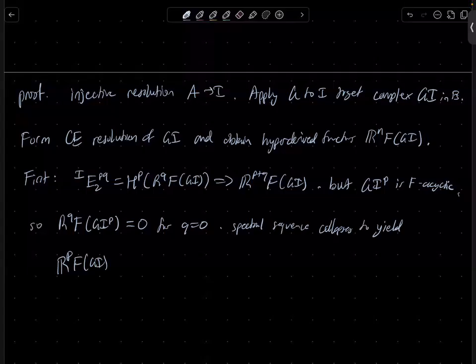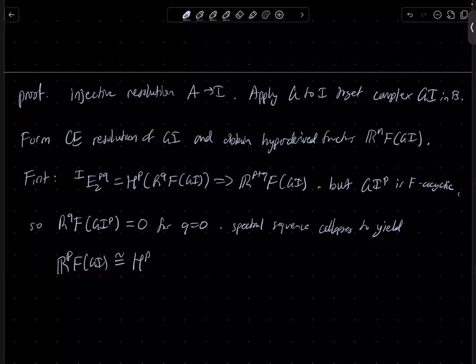This thing is isomorphic to what the nodes are when you collapse, right? So it's just these nodes, H^P of FG applied to I. And by definition, this is just the right derived functor of FG on A.